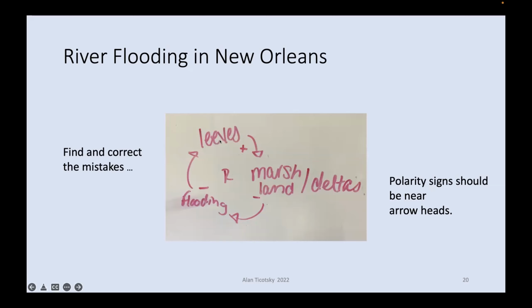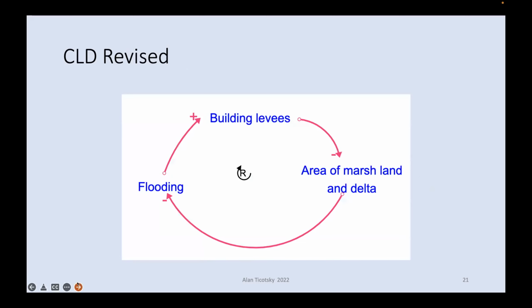This person also misspelled levees. Levees are walls that go along rivers to hold flood waters in when the river rises. So this person was saying that, as the more levees are built, there are fewer marshes and delta land, and that negative sign should have gone back here. And when there's less marshland and deltas, then there's fewer places for the water to go, and it increases flooding, and then people tend to build even higher levees. And again, it's a reinforcing loop of a proposed solution not getting done what it wants to get done. And so there it is cleaned up and revised, just as I explained, and put the polarity signs near the arrowheads.